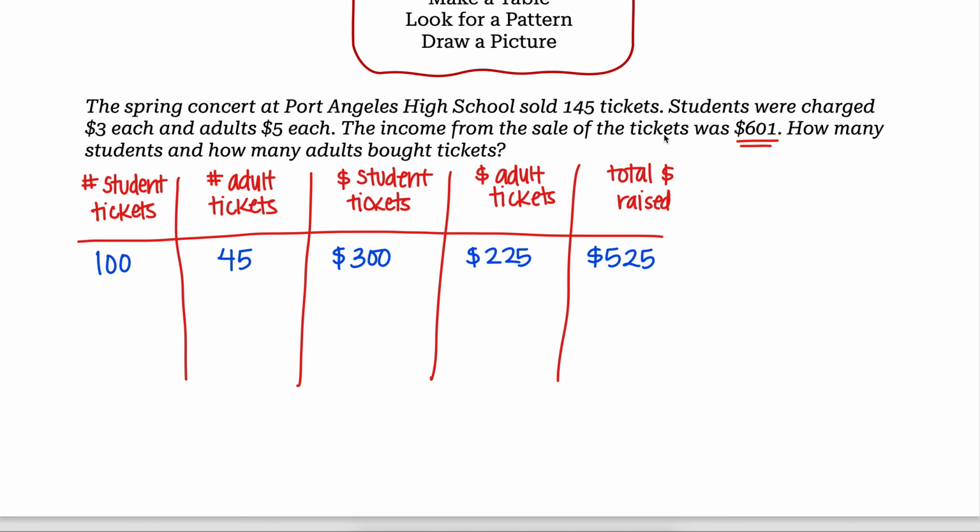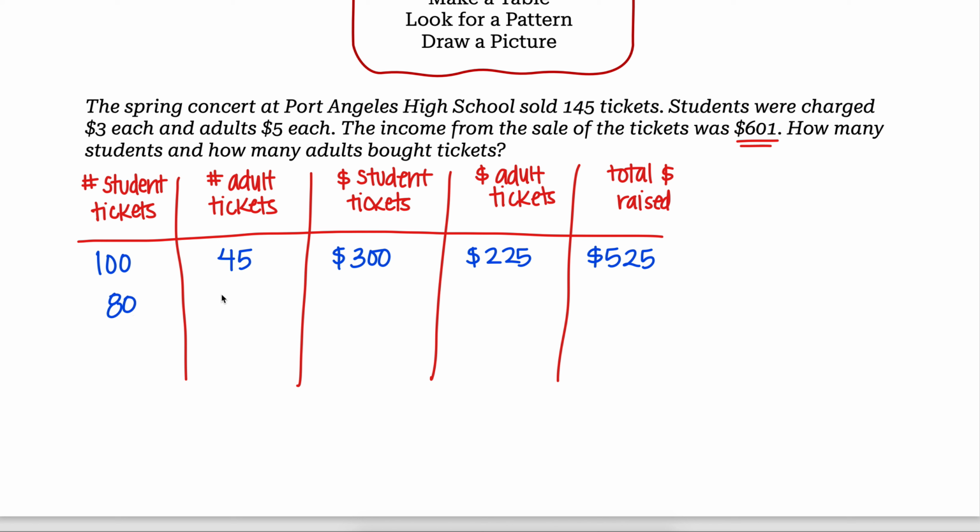That is too low. It says the total income was $601. So we need to guess again. To make more money, I need to sell more adult tickets because the adult tickets were more expensive. So I need to adjust my numbers a little bit. I'm going to guess for my second one, 80 student tickets.